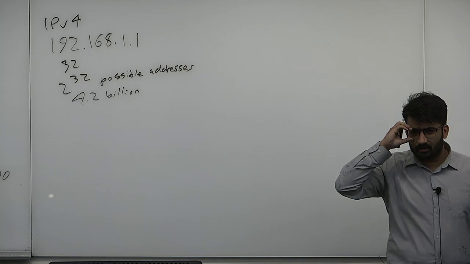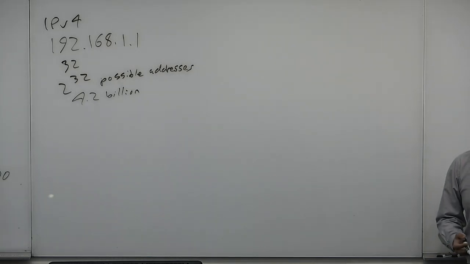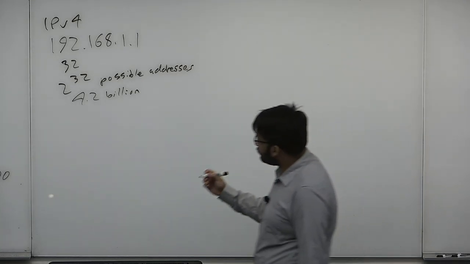How many people are on planet Earth right now? 8 billion. So everyone gets half an IP address. Everyone's toaster and thermostat now has an IP address. So this is not enough IP addresses. So in like 2009 or 2008, they were like, we need more IP addresses. The internet is going to run out of IP addresses. So what do? They invented something called IPv6.